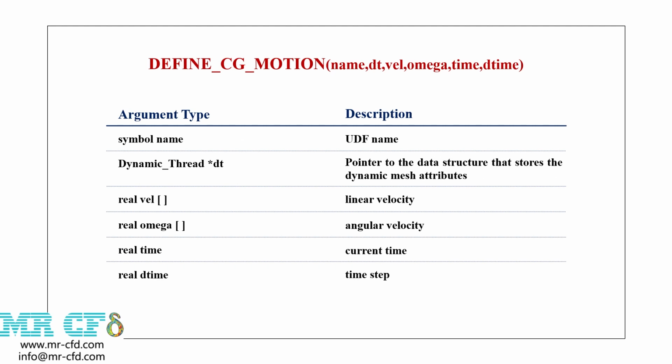This macro is represented using 5 arguments. The first argument indicates the name of the desired function. The second argument is a pointer to a data structure that stores the specifications of the dynamic mesh. These specifications are either determined by the user or calculated by Fluent software. The third and fourth arguments, respectively, represent the translational and rotational velocity. The fifth and sixth arguments respectively indicate the current time of the model and the time step of the model.